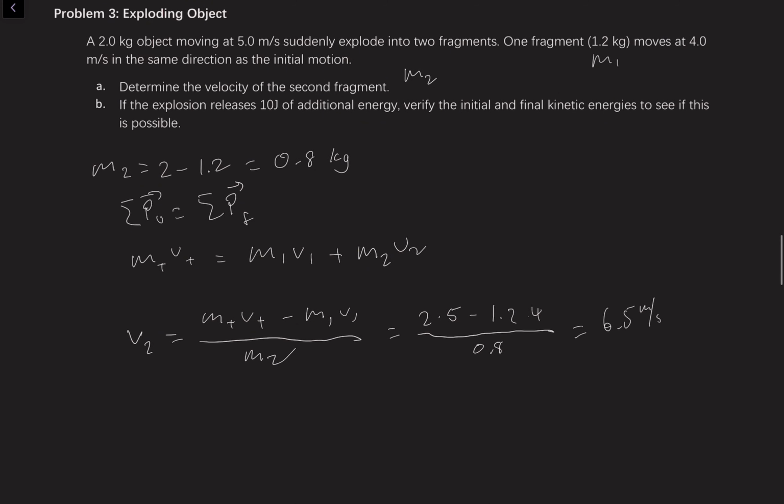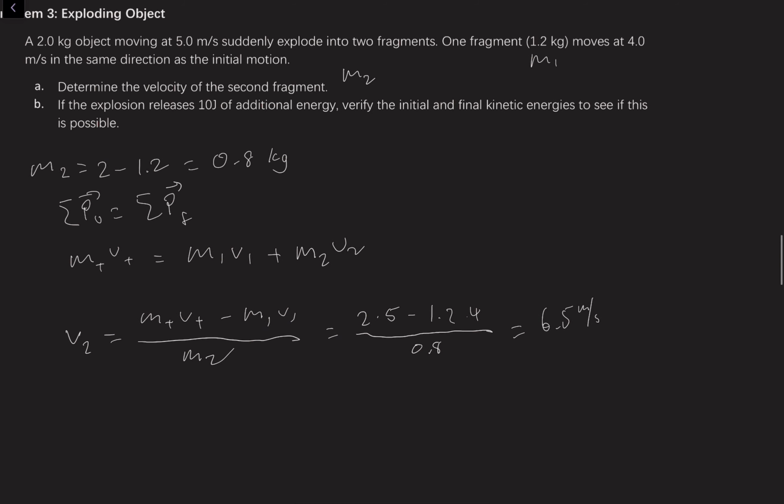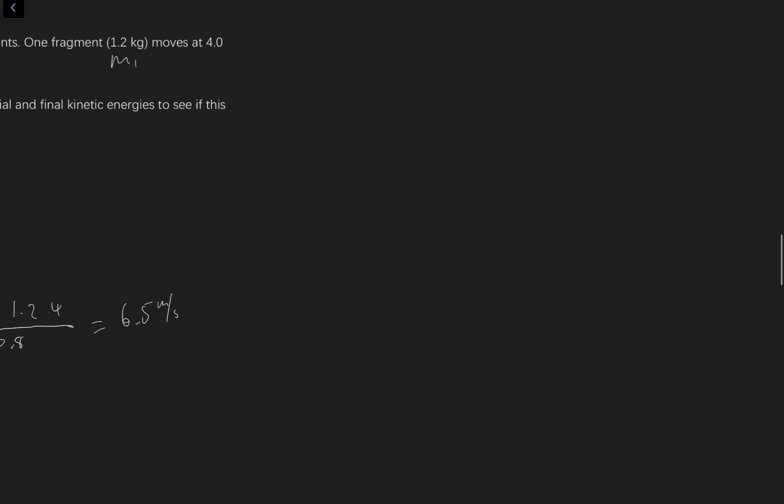So, second question: if the explosion released 10 joules of extra energy, let's see if this is possible. We want to calculate the initial kinetic energy. That's 1/2 mv squared, so 1/2 times the initial mass, 2 kilograms, times 5 meters per second, squared. So that's 25 joules.